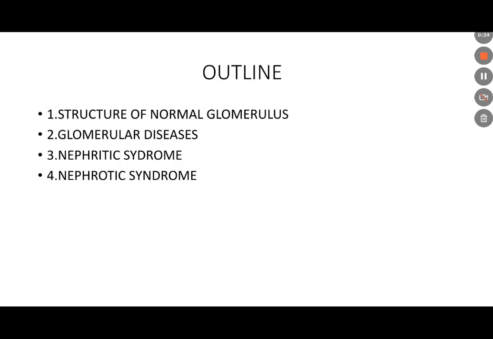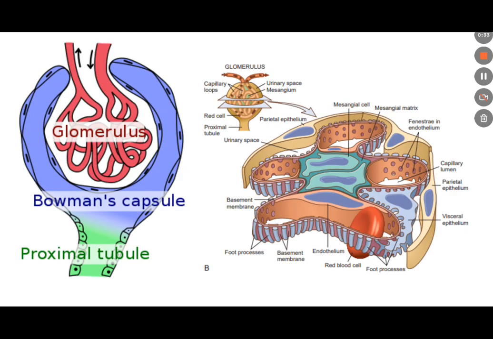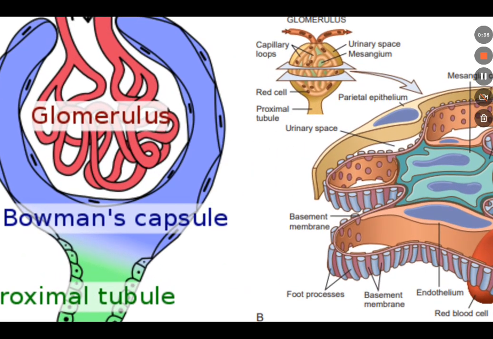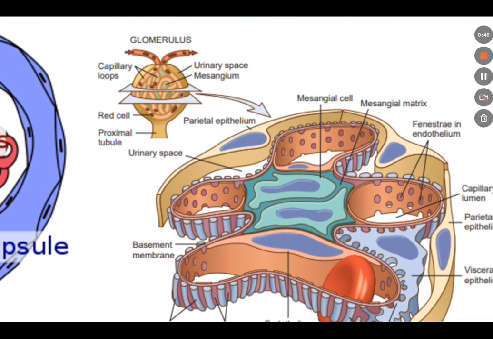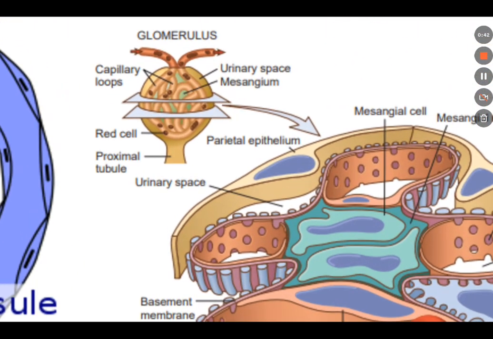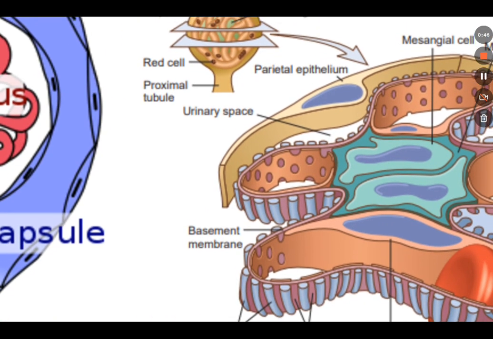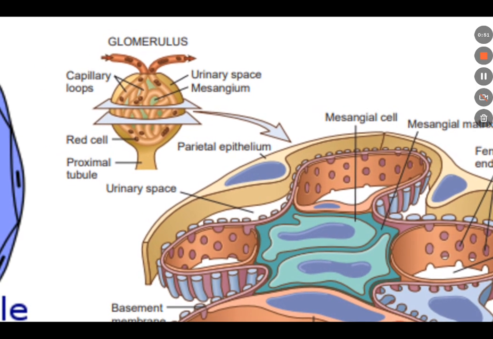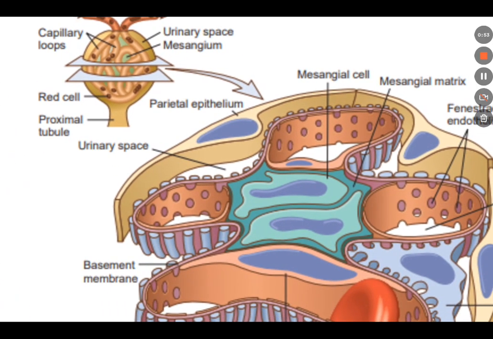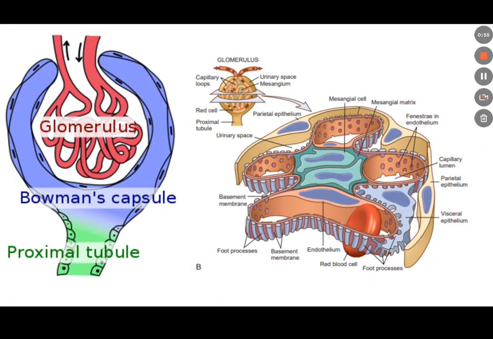So we'll first see a brief outline of the structure of the normal glomerulus and then the list of glomerular diseases in nephritic syndromes and nephrotic syndromes. So we know this is the glomerulus, then we have the Bowman's capsule, and then we have the proximal tubule. We know that, right? So again, this is the glomerulus with its afferent and efferent arteriole and Bowman's capsule, and we have the tubule, the PCT. Now when we give a transverse cut section through it, this is what you see.